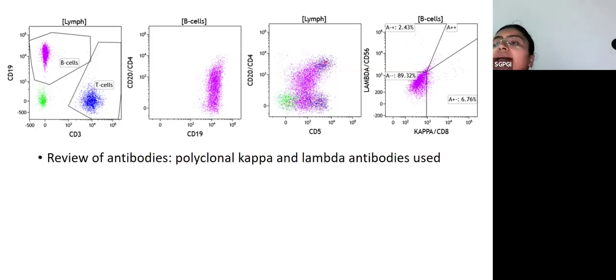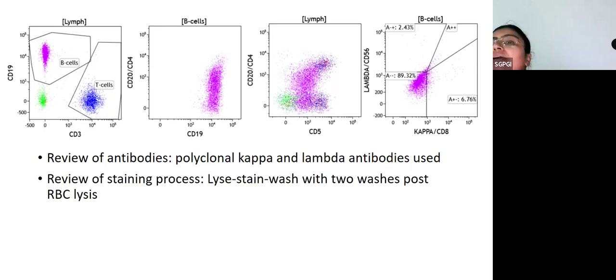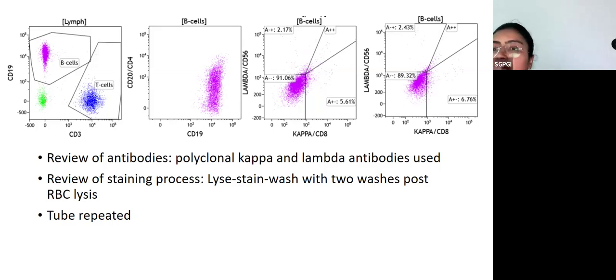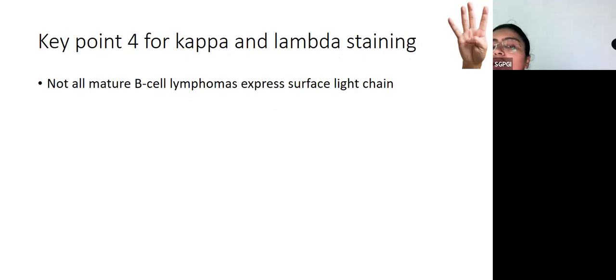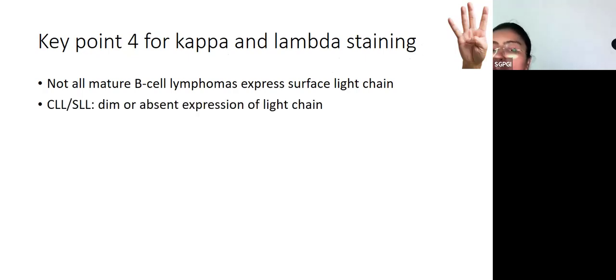So one review that I taught you was polyclonal versus monoclonal. Here, monoclonal antibodies were not used. It was polyclonal antibodies that were used. Review of the staining process was done. It was a lyse, wash, wash, stain, wash approach, and 2 washes had been given post RBC lysis. So the tube was repeated. It looked nearly the same again, right? So we went back, looked at the other phenotypes, and this was chronic lymphocytic leukemia on the other tubes. So not all mature B-cell lymphomas will always have surface light chain expression at an intensity which you can resolve.